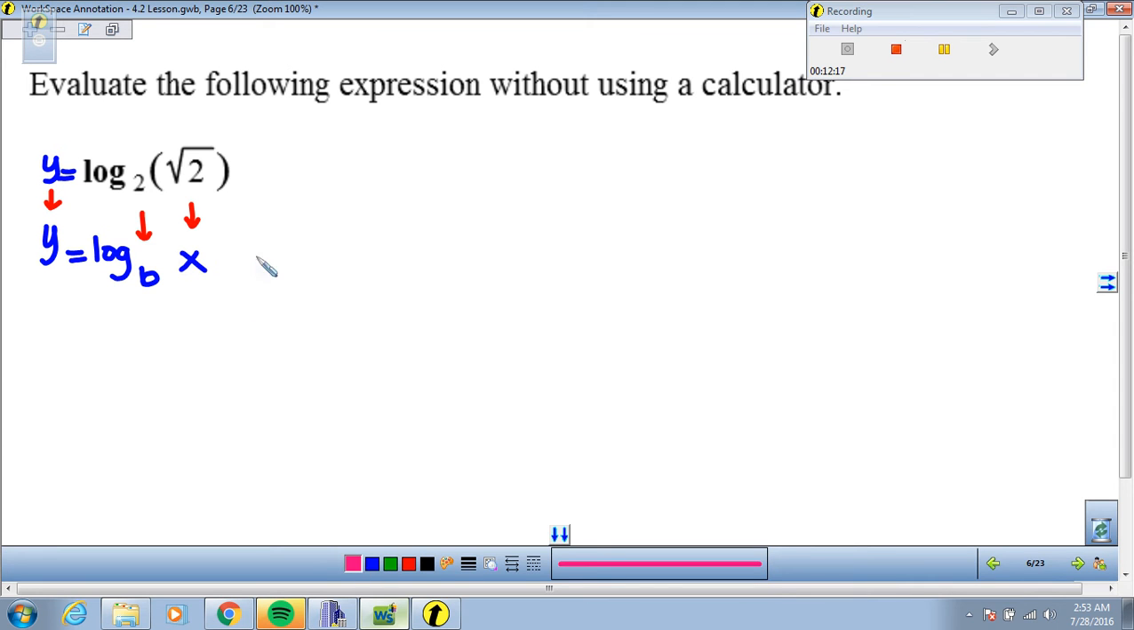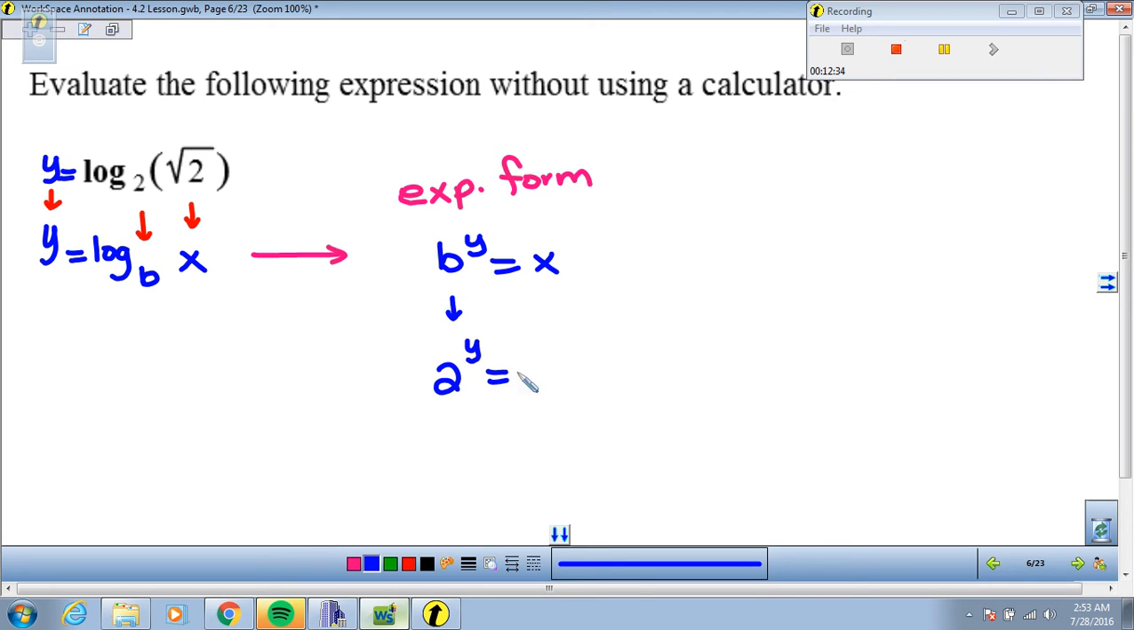So, okay, let's rewrite this in exponential form. Exponential form. So that is b to the y equals x. So what's b? Okay, b is a 2. What's y? Just y. What's x? Is square root of 2. So, what's my question now here? What's the number that's going to go in place of the y? 2 raised to some number has to equal square root of 2.